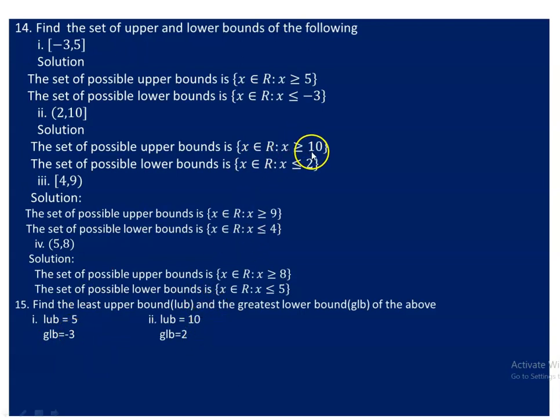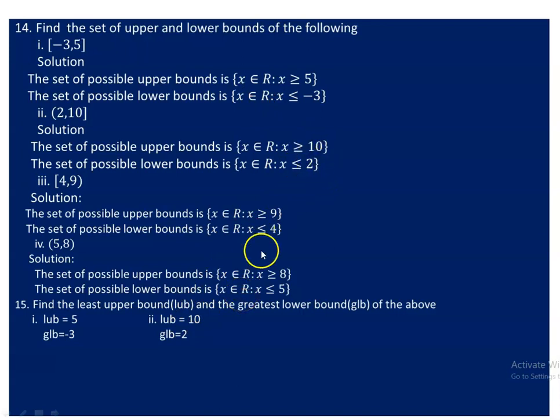Same analysis can be done for the next one. You do have actually a lot of numbers greater than or equal to 10 as your upper bound, but the least upper bound will be 10. Here also, the greatest lower bound will be 2 by applying a similar procedure. Look here, students, 5 is directly taken from the first one, -3 second, 10 directly taken from here, 2 directly taken from this one.